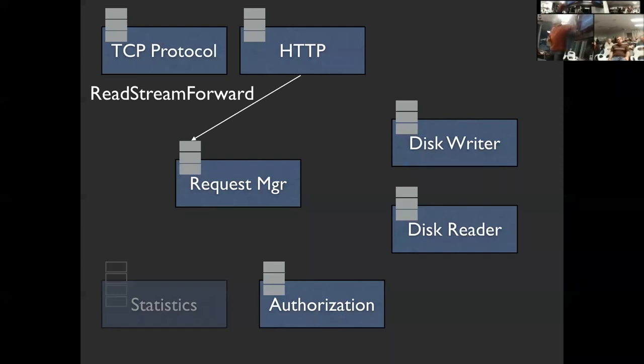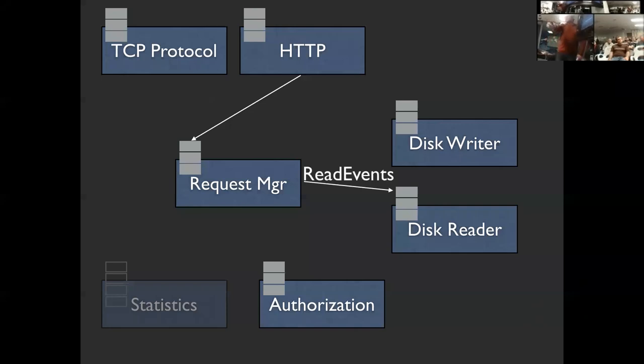So that's going to go over to the request manager service, and the request manager service is going to say, okay, here's the FSM for this request. This is the state associated with this request. And the first thing it has to do is go read the events off disk. Yeah, it might read them out of a cache, but conceptually it has to go get them off the disk somehow. So it's going to send its own command off to the disk reader service, which is read events, another command.